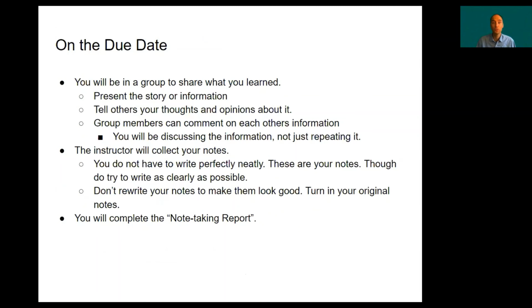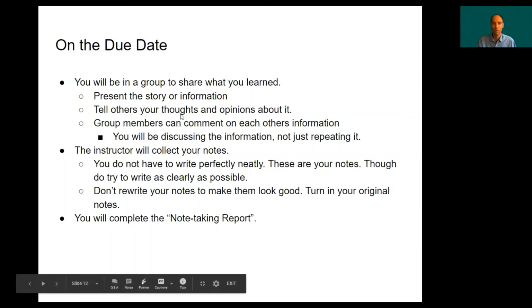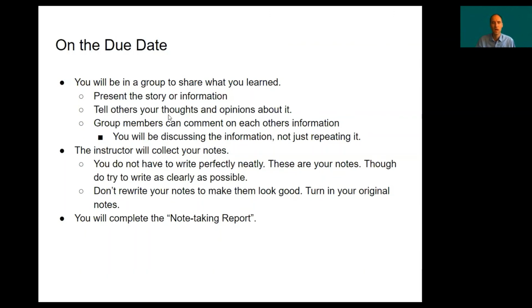Now, on the due date, when this is all due, you will be in groups, as I referred to. You'll be talking with them. You'll be sharing your notes. You're not going to tell every story. There's no time. You've got 5 times 3, 15 stories each, and let's say there are 4 people in a group. We've got 60 stories there. So pick your favorite ones. Put a star next to the ones that you think are most interesting to talk about. And you'll be talking about them with your group, sharing your opinions, sharing some of the key details.